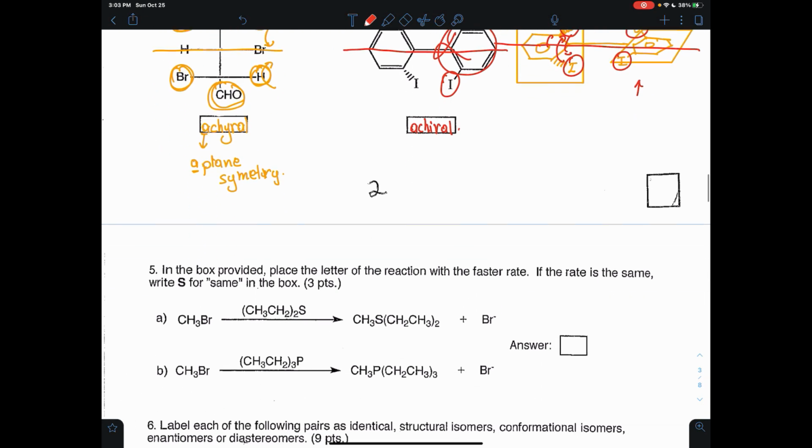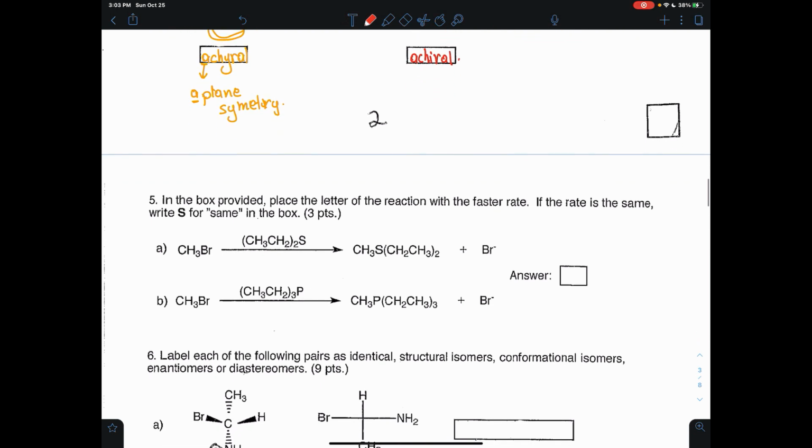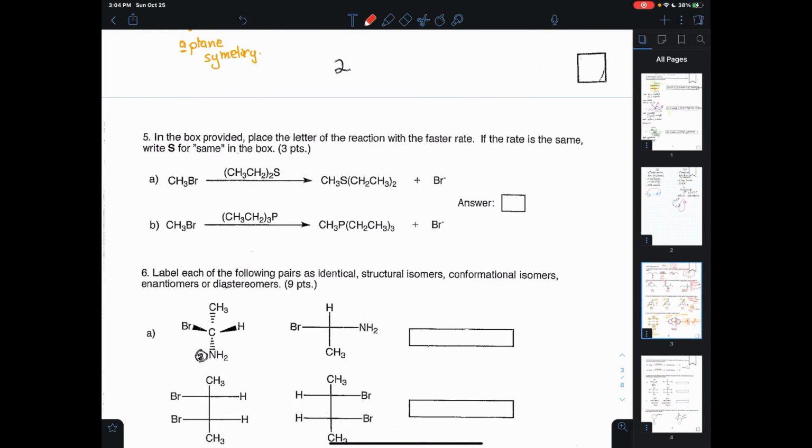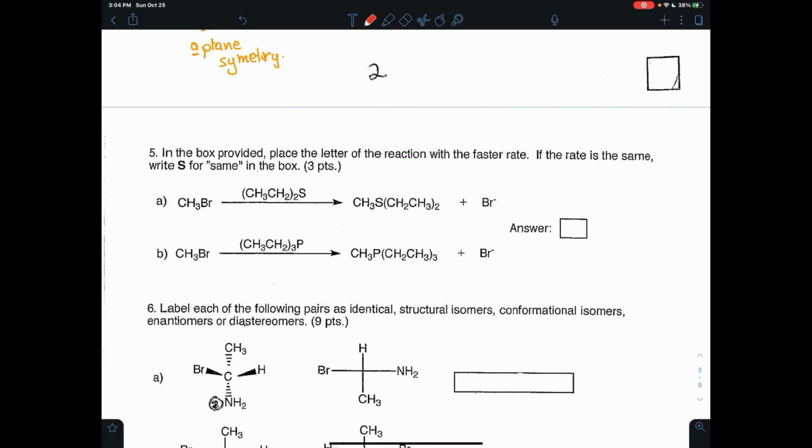Alright, so now moving on to number 5. In the box provided, place the letters. Alright, so moving on. Before we start this one, I would like to mention a couple of things about how to determine the strength of a nucleophile and the strength of a base. You're not gonna use the basicity one that much, but it helps later on.